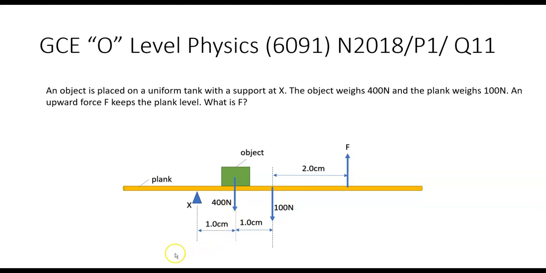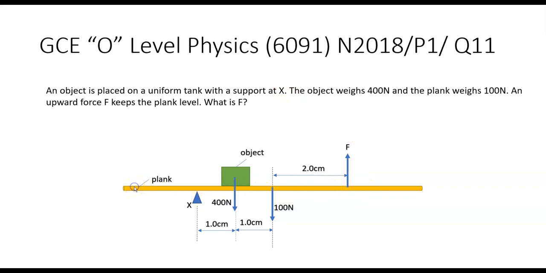As you can see in this diagram, the moment of the weight of the object is in clockwise direction about the support at point X. Similarly, the moment of the weight of the plank is also clockwise about the support at X. But the moment of the force F is anti-clockwise about X. When the force F levels the plank, the whole system is in equilibrium.